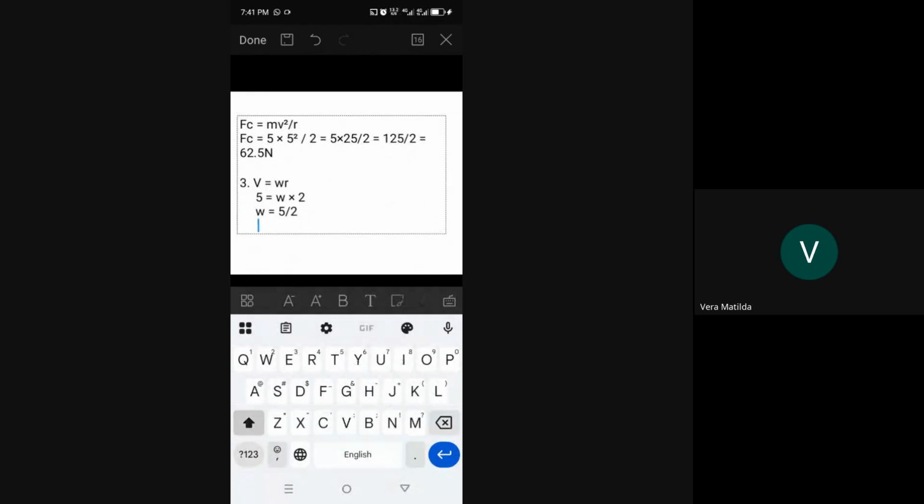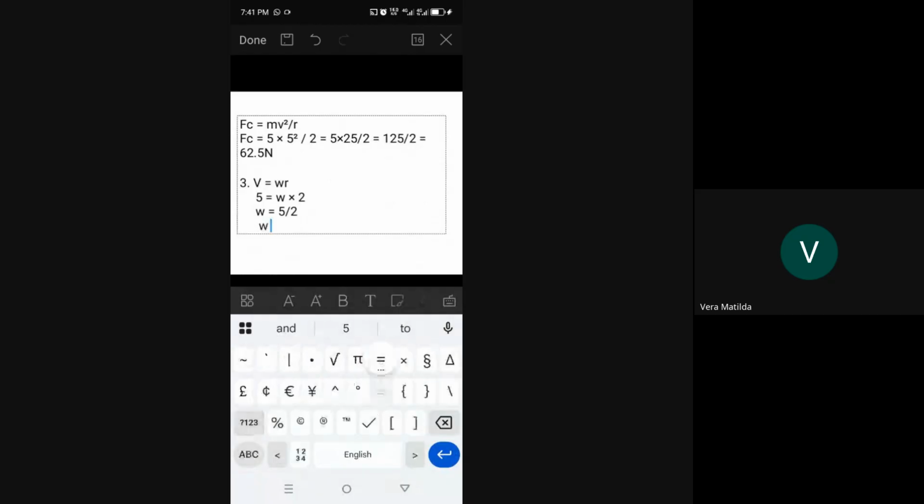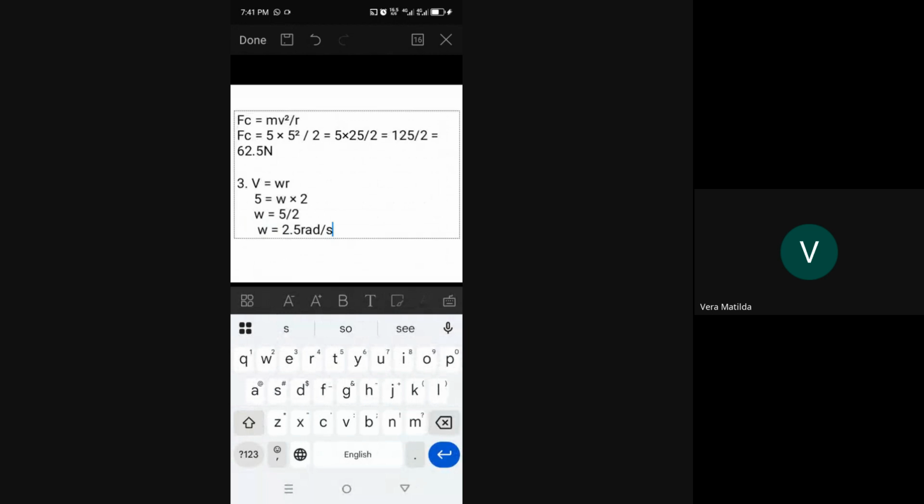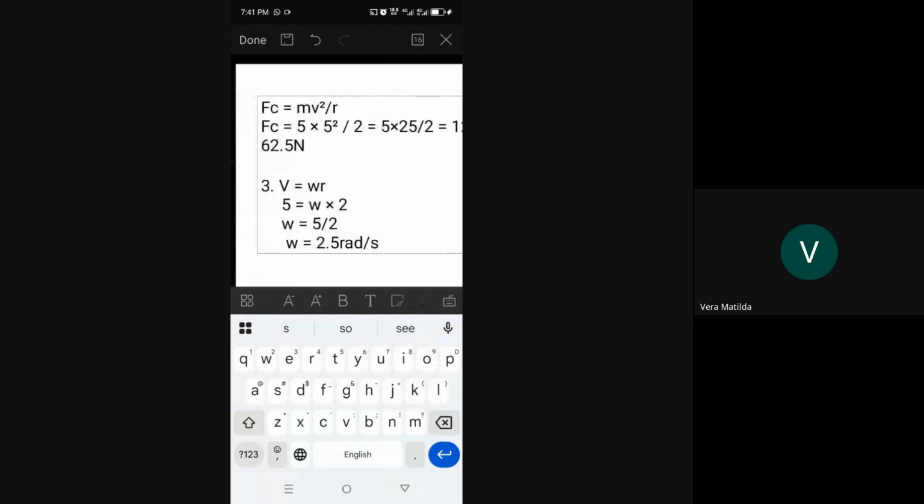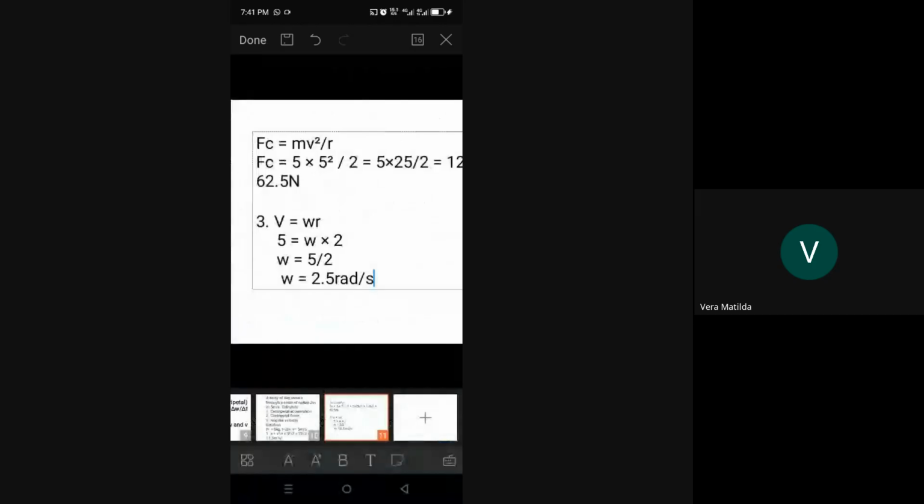Angular velocity is equal to 2.5. What's the unit for angular velocity? Radians per second. So this is the relationship between linear velocity and angular velocity. You can have a question that will give you angular velocity, and they will ask you to calculate linear velocity. Are we together?